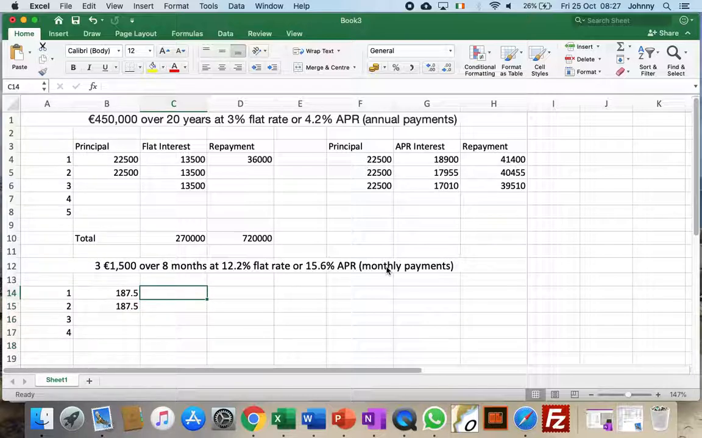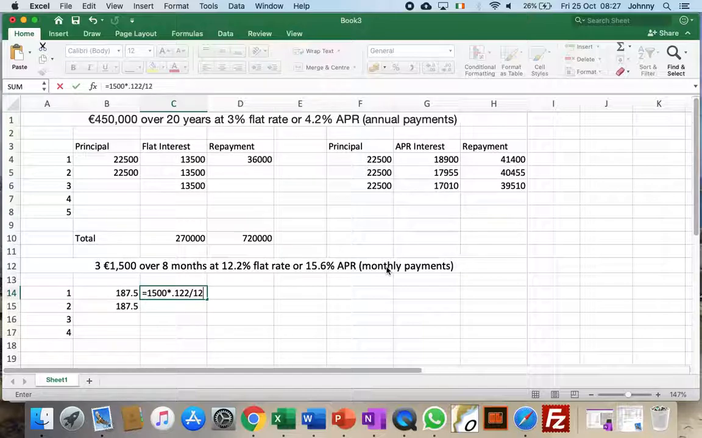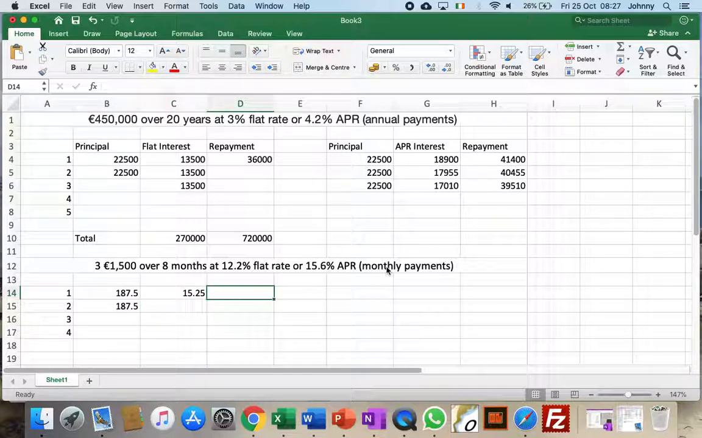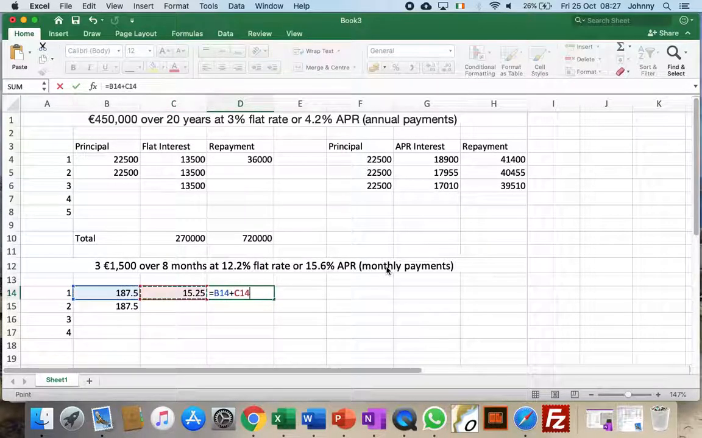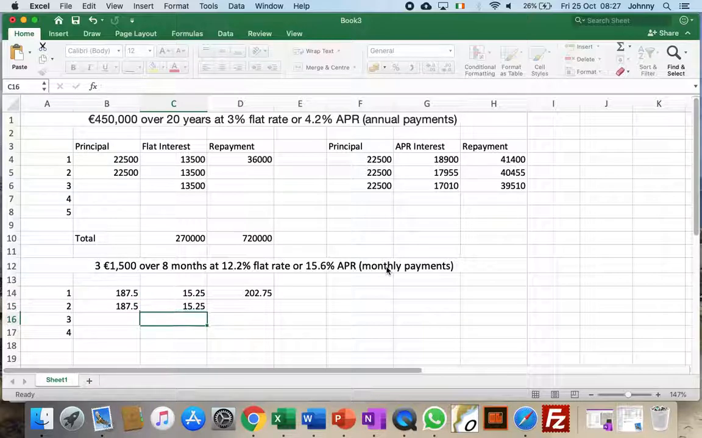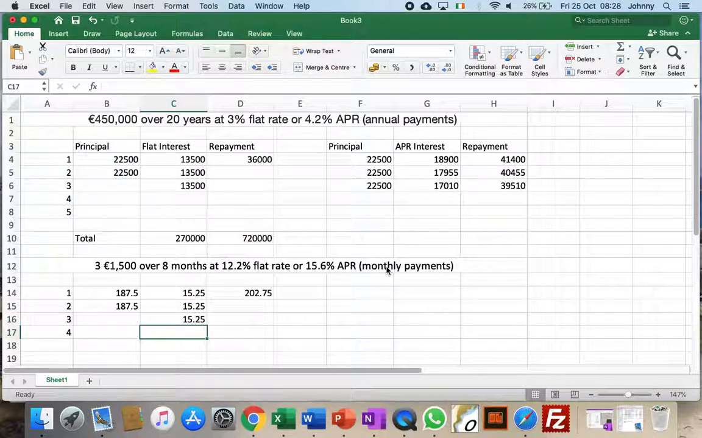Now, if it's flat rate, my interest is going to be 1,500 multiplied by 12.2%. So turn that into a decimal, so it's 0.122. Because I'm paying this monthly, that 12.2 is an annual figure, so I'll divide that by 12 to find out how much my monthly interest is. So my repayment is going to be that, 1525. And every month I'll pay the same amount of interest. If it takes me 30 months to pay it, I'll be paying that interest every single month.